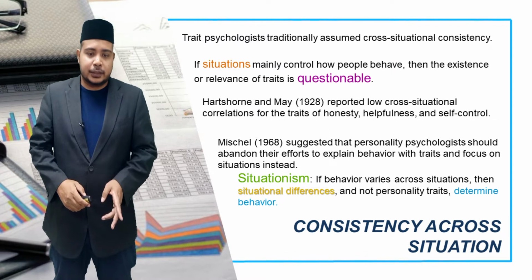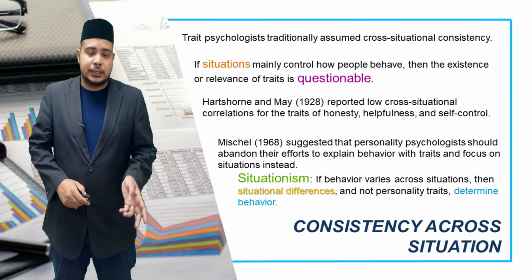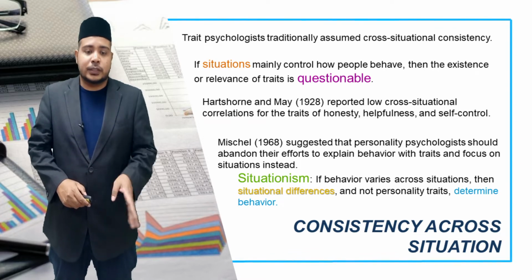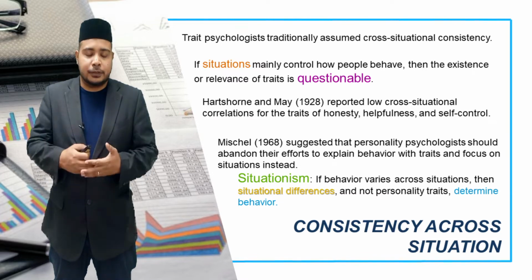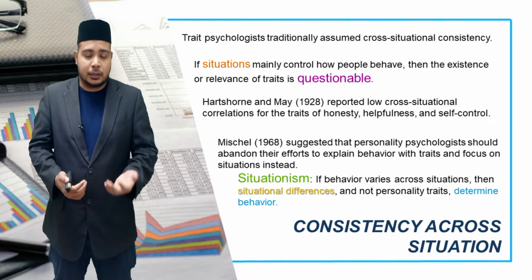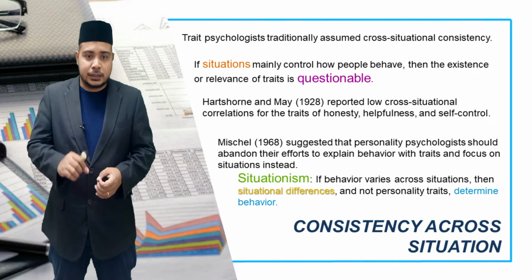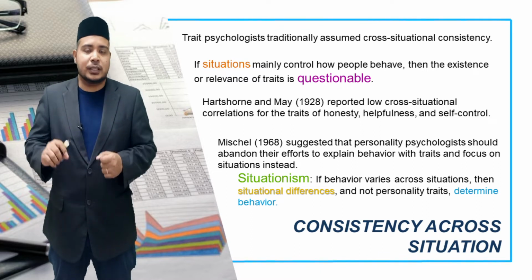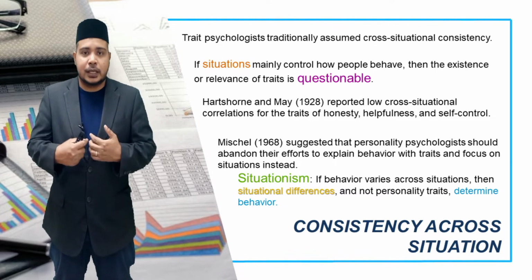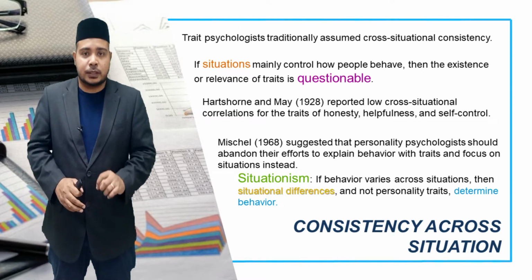The next issue is consistency across situations, as compared to consistency over time, which has much empirical support. Consistency across situations has caused more debate among psychologists on this issue. Trait psychologists traditionally assume cross-situational consistency, which means that if a person has a certain personality trait, regardless of situation, they will always have the same trait.